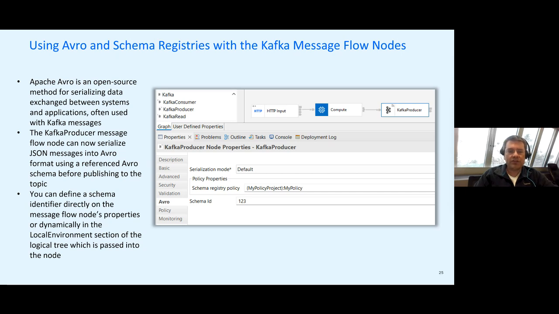In addition to those existing nodes, we've now added extra support for being able to serialize into the Avro format. So you can see some properties shown here that we'll dive into in the demo in just a moment, which enable us to declare an interest in a particular schema that's stored inside an Avro schema registry. So we're going to see that in action with the demo. Just bear with me one second whilst I queue that up.